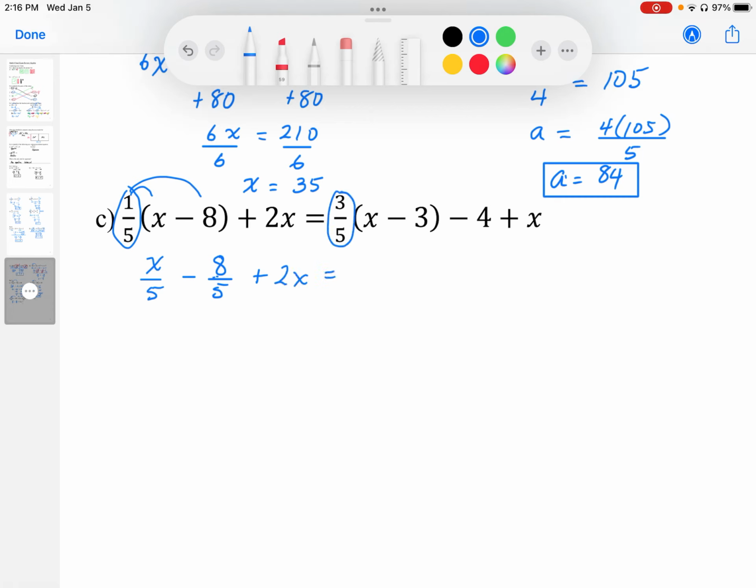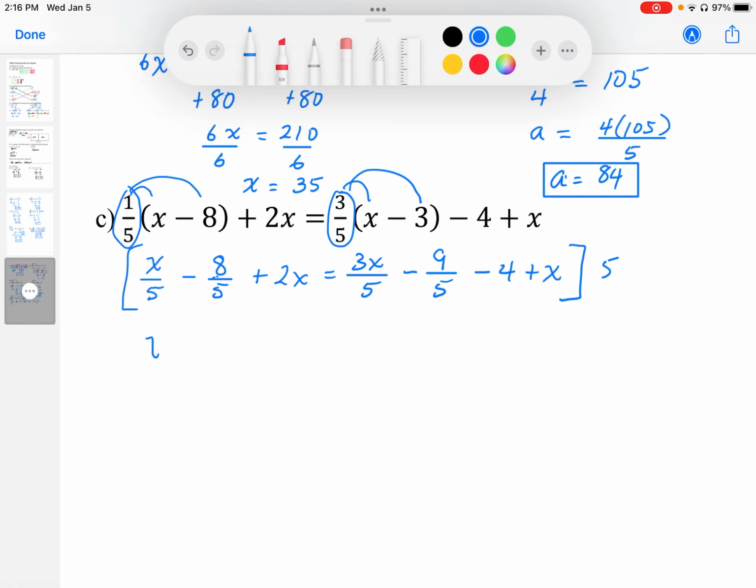So same thing here, I'm going to just distribute this out. All I'm doing is distributing. Times 3 times x, divide by 5, minus 3 times 3 is 9, divide by 5, then minus 4 plus x. Nothing happens to those. So there it is. I could try to combine like terms, but there's fractions and whole numbers. So I'm just going to get rid of the fractions, get rid of that divide by 5 with a multiply by 5.